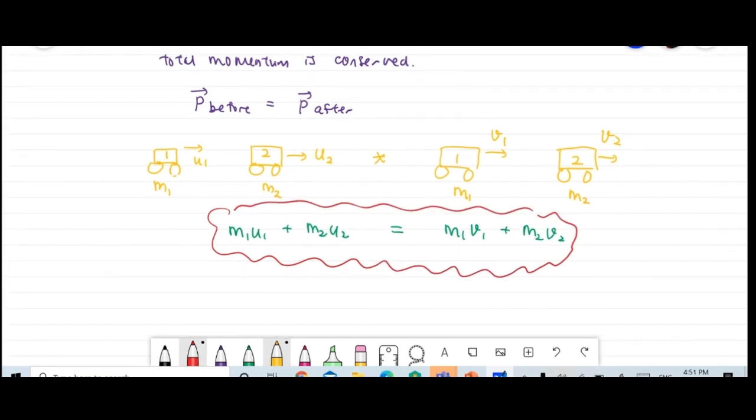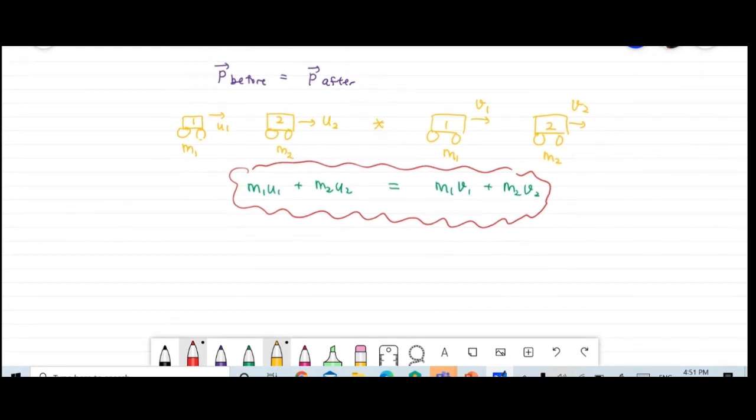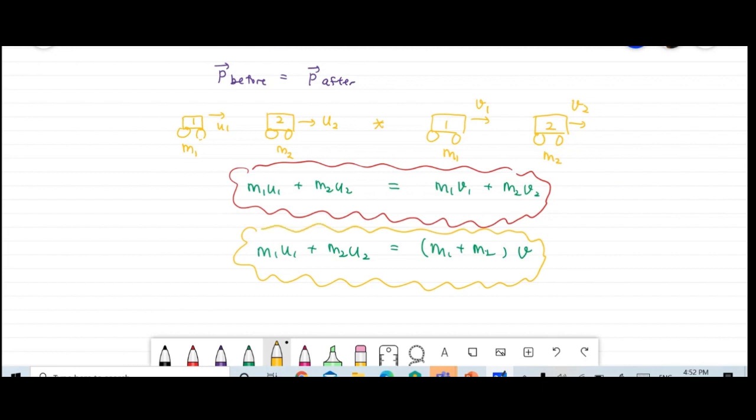In the case of car 1 and car 2, if after the collision both cars stick together and move with only one common velocity, then the total momentum expression can be written as m1 u1 plus m2 u2 is equal to m1 plus m2 multiplied by v. Both objects will move with only one velocity. So this is the principle of conservation of momentum.